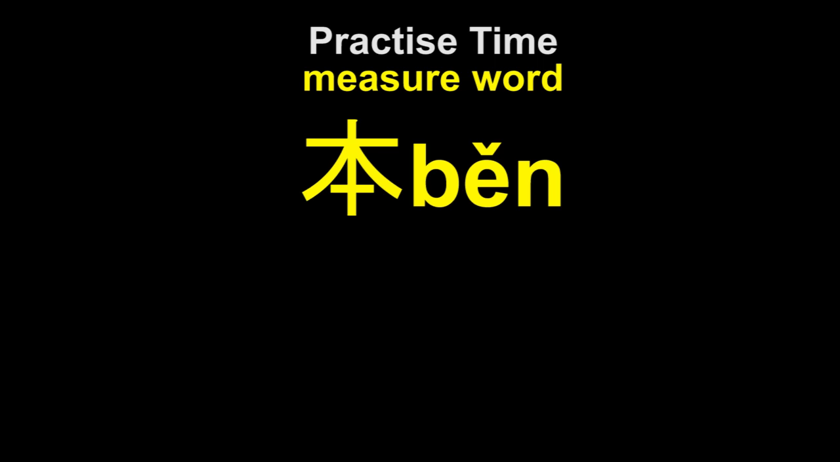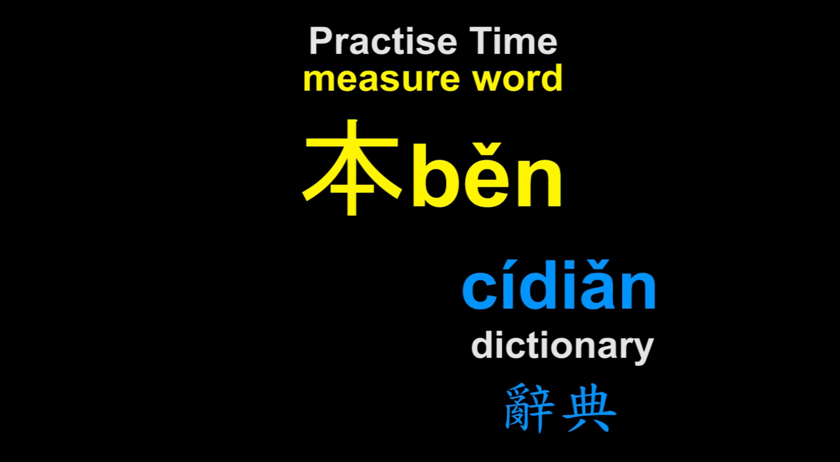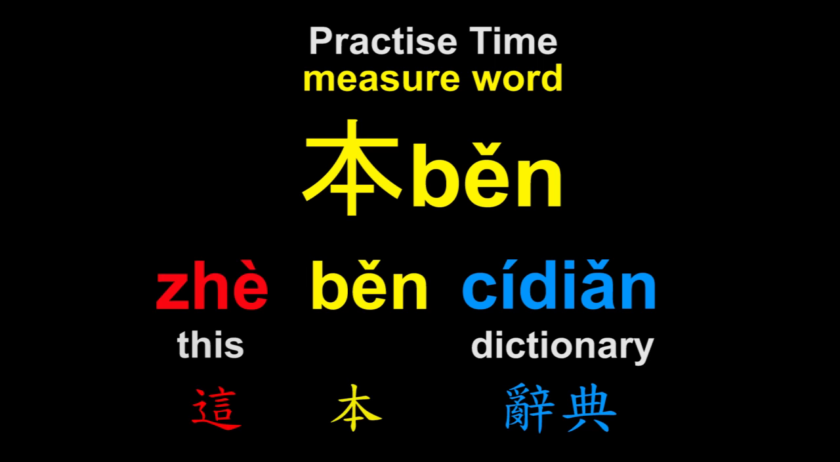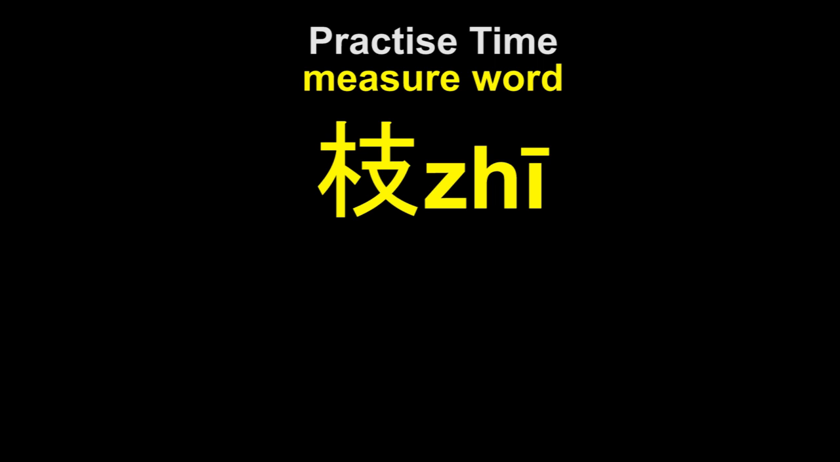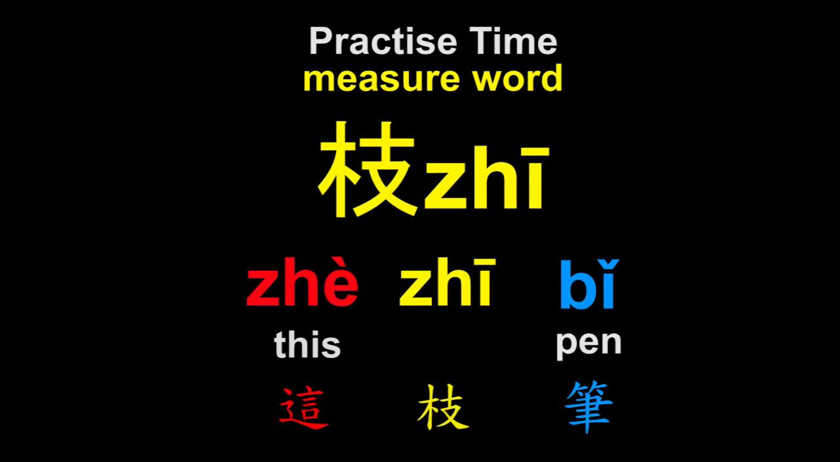Measure word. 本. Dictionary. 词典. This dictionary. 这本词典. Measure word. 支. Pen. 笔. This pen. 这支笔.